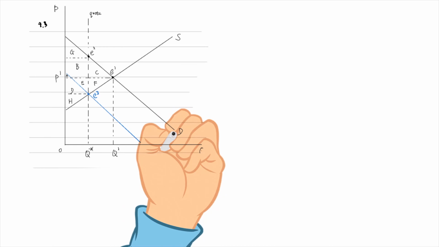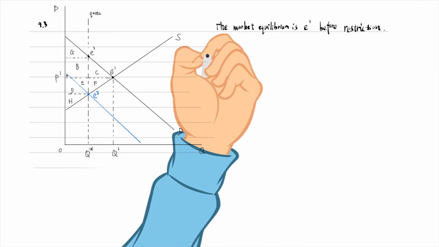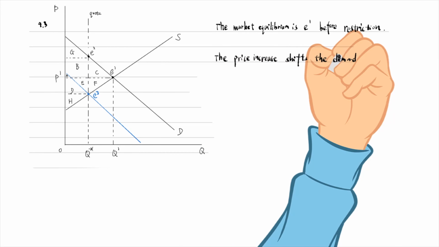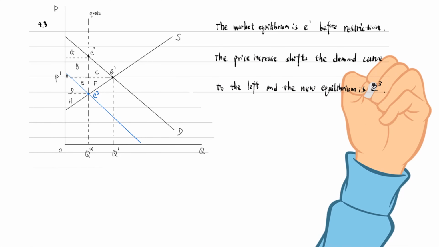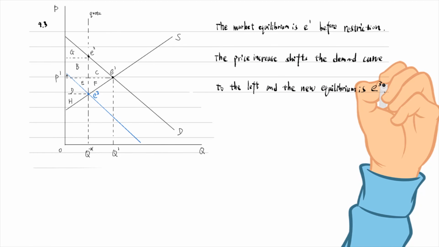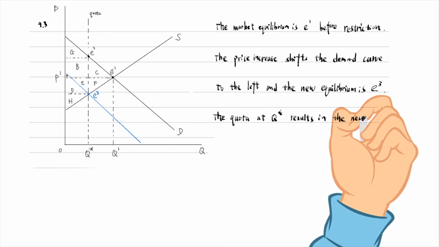The market equilibrium is E1 before restriction. The price increase shifts the demand curve to the left, and the new equilibrium is E3. The quota at Q star results in the new equilibrium E2.